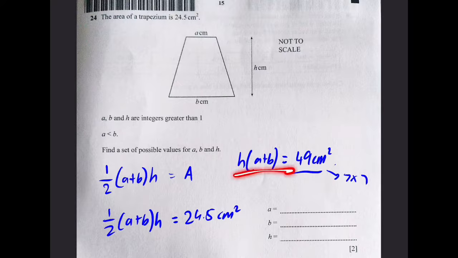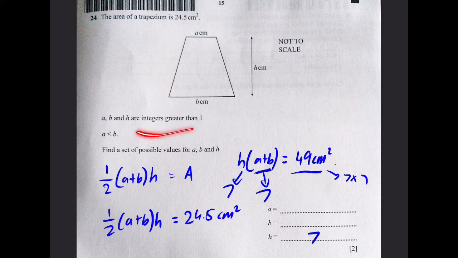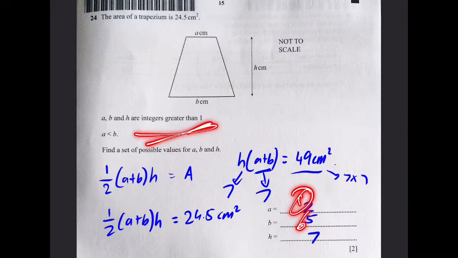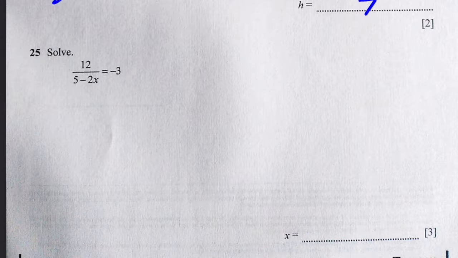So this H and A plus B, each of them can be 7. So H can be 7, and A plus B can also be 7. So H has to be 7 actually, because they're all integers greater than 1. We cannot have 49 into 1, right? Or 1 into 49, because they have to be greater than 1. Not possible. So H is equal to 7, and A plus B is equal to 7, which means A and B are any 2 integers which add up to 7. I'll write 2 and 5. There's also only one more answer, which is 3 and 4, because A is also less than B. You cannot write 1 and 6 because 1 is not allowed. It's all greater than 1. That's the answer. Question 25.